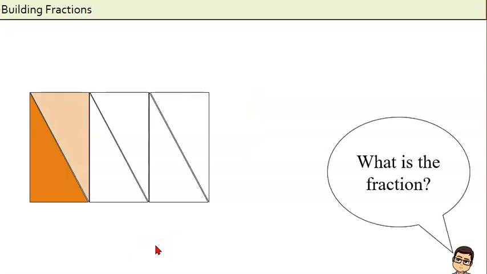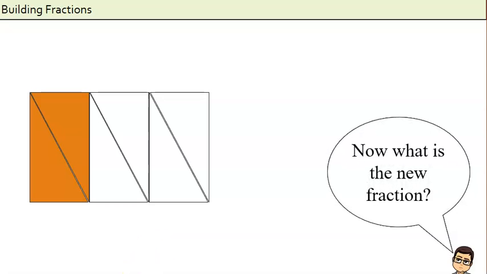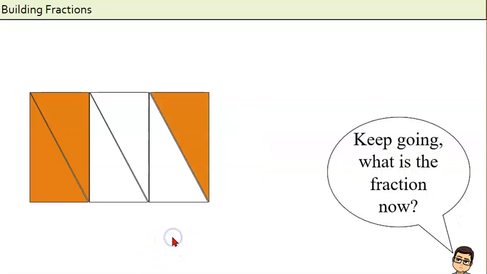Next, let's see what happens if I do this. And now, what is my new fraction? My new fraction is 2/6. Let's see if we can keep going a little bit, make it a little harder for us. I'll shade in this one right here. What is the new fraction? I have 3 shaded and I still have 6 total. So I still have 6 on the bottom, but now I have 3 shaded. So I have 3/6.